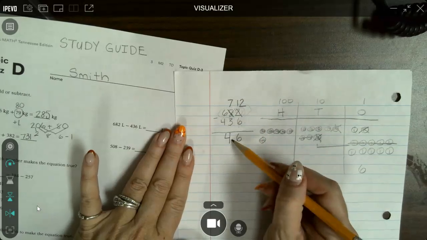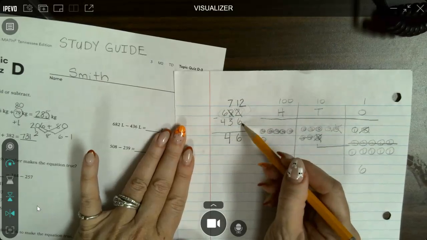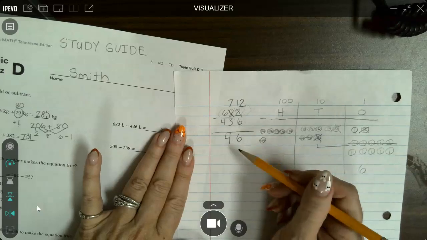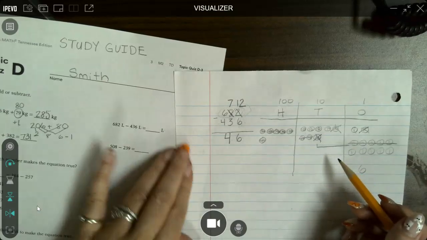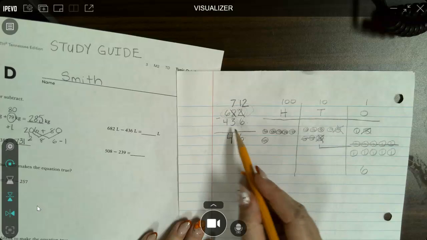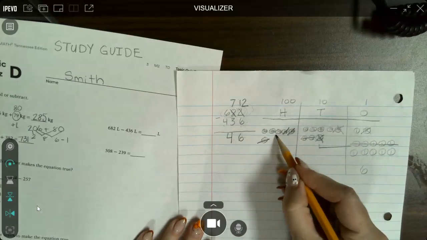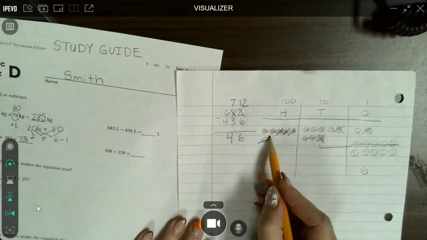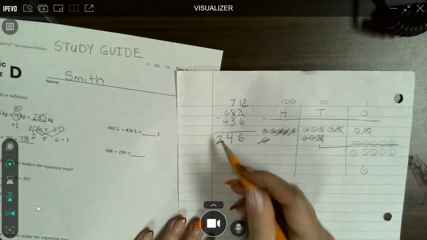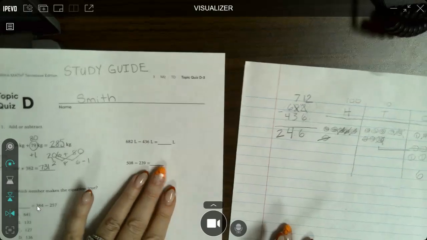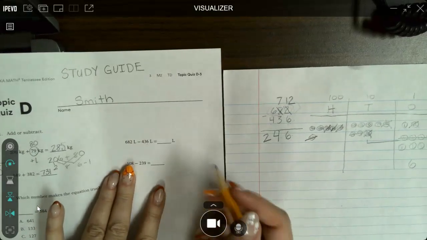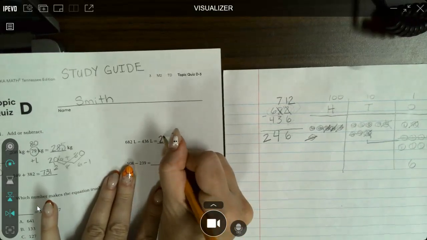7 minus 3 is, of course, 4. 12 minus 6 is, of course, 6. Another way to check their work. The final, I take away 4 from my hundreds. 1, 2, 3, 4, which leaves me with 200. Okay, so for this first answer, we would have 246.